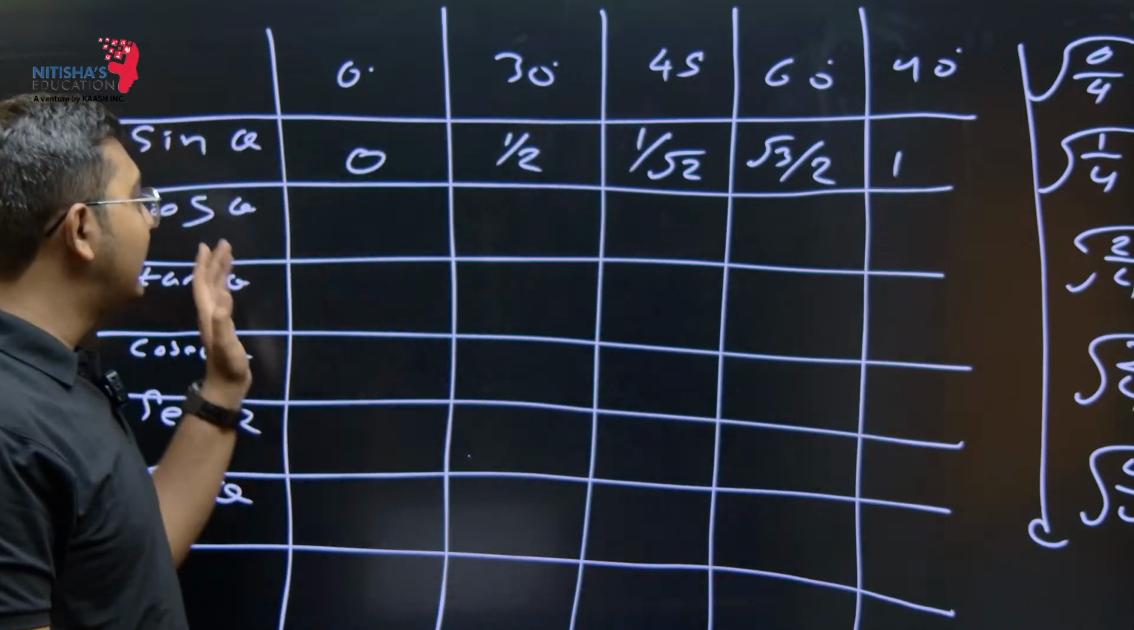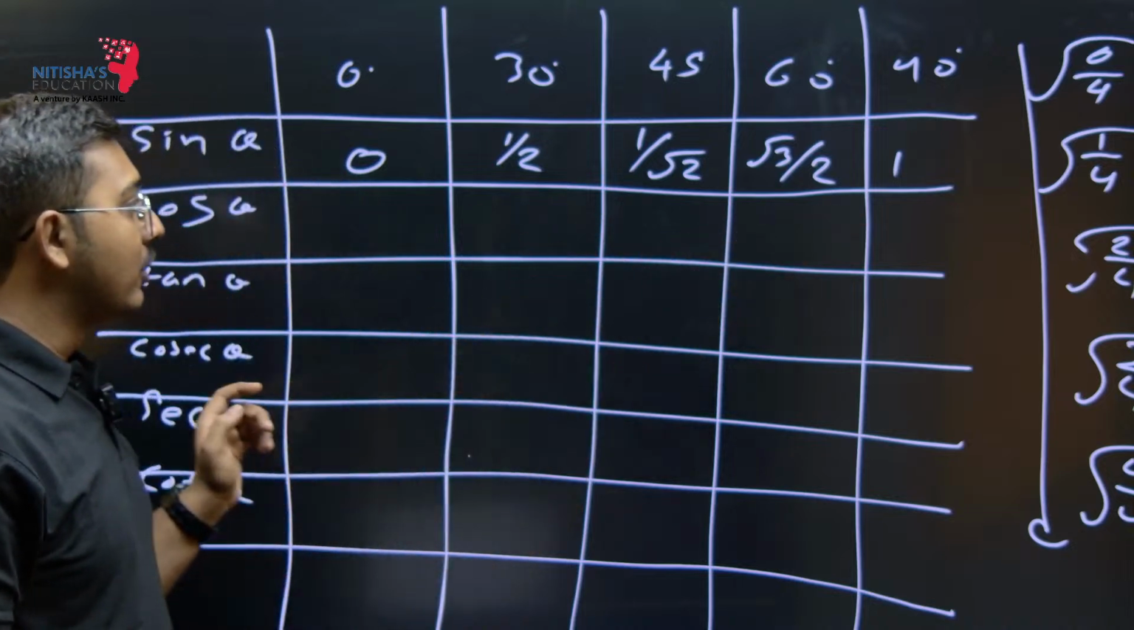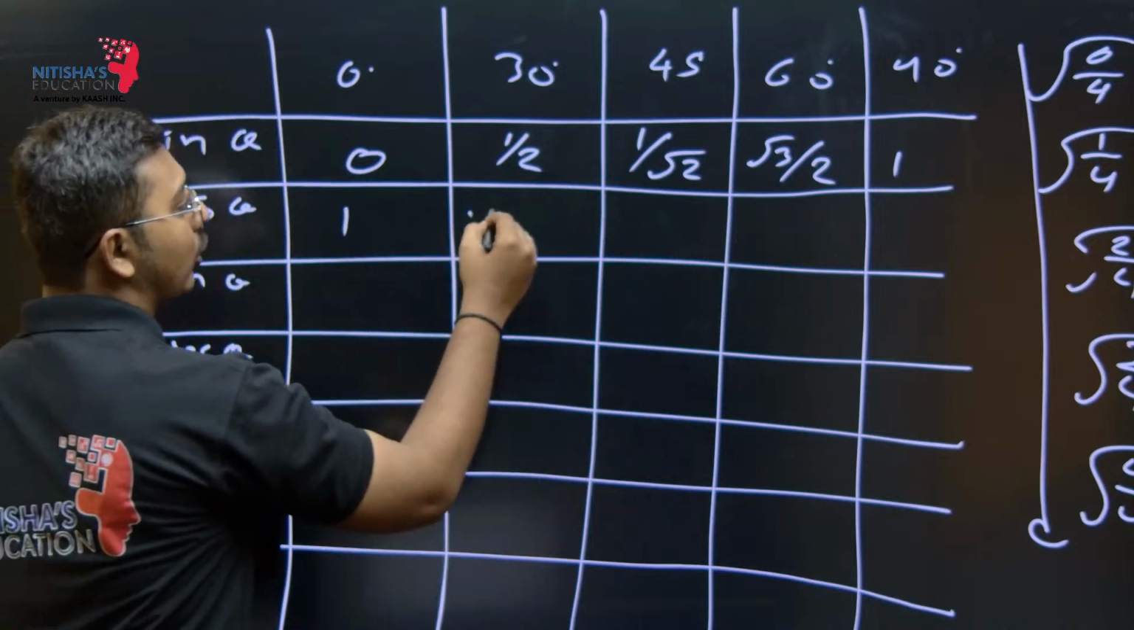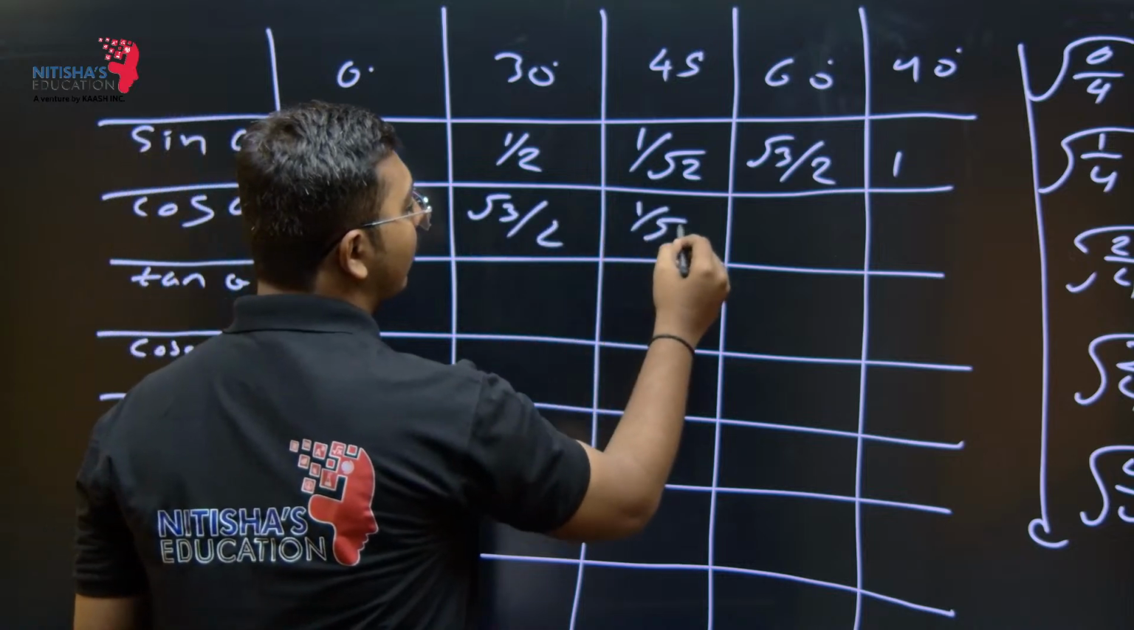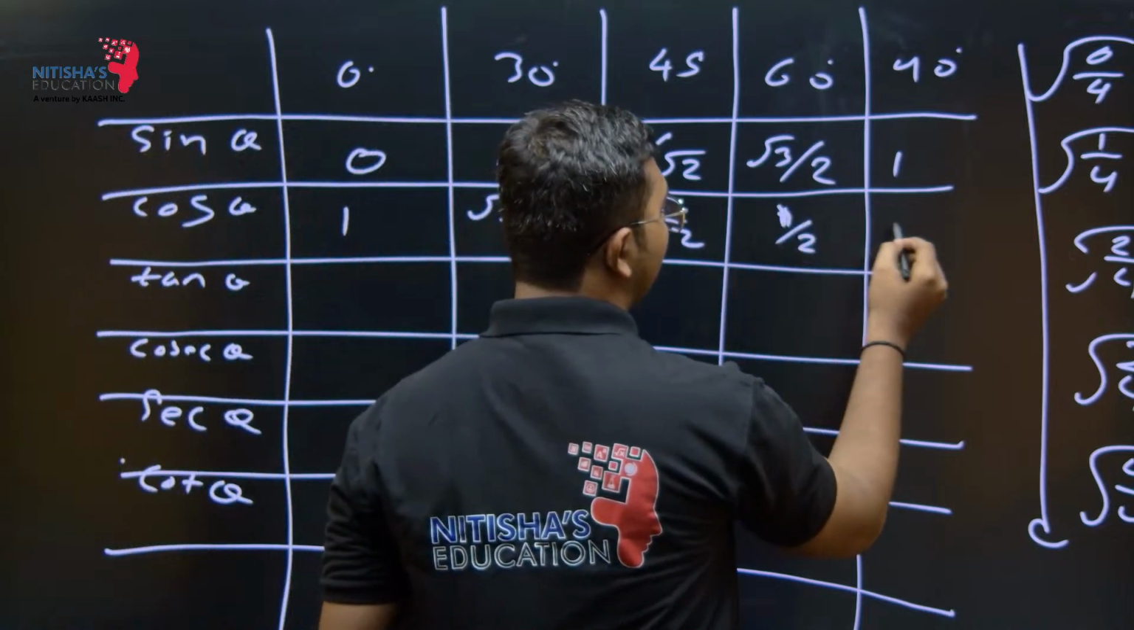Now just reverse this sequence for cos. So we'll start from the last one. 1, root 3 by 2, 1 by root 2, 1 by 2 and 0.